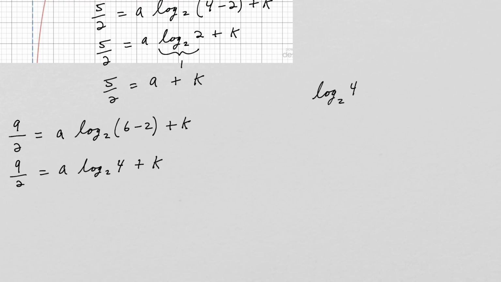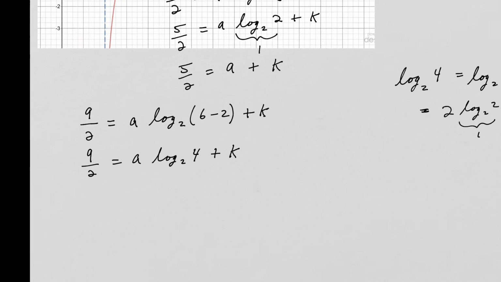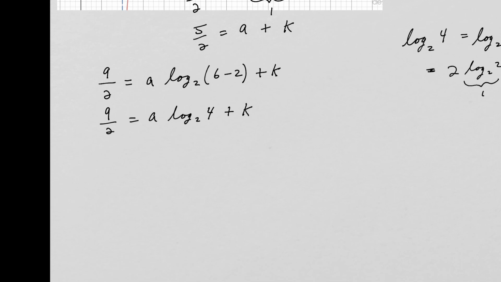This is why I use log base 2, because it's just easier. I could also think about it like this, right? This is log base 2, and 4 I could write as 2 squared. So that exponent can come out front, and I have log base 2 of 2, but that's just 1, right? So 2 times 1 is equal to 2. So this is saying that 9 halves is equal to 2a plus k, because we just found that this is really just 2.